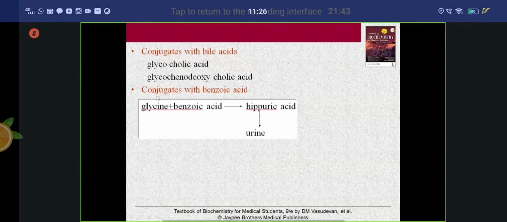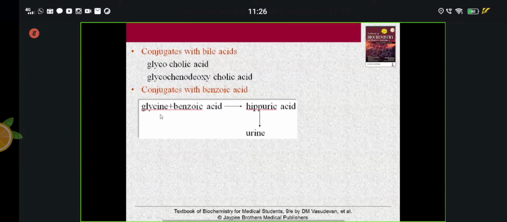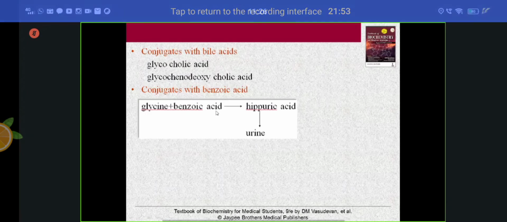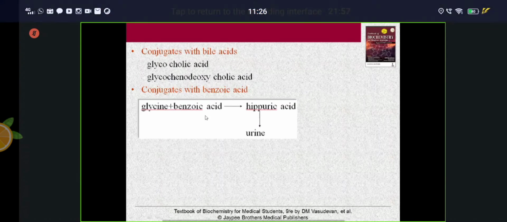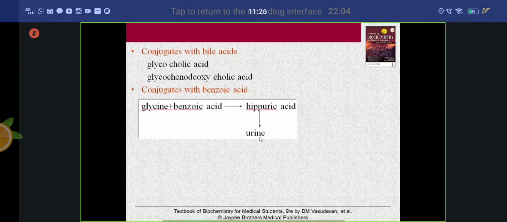What is the other function? Glycine combines with benzoic acid to form hippuric acid, and it is excreted in urine. Glycine helps in the excretion of benzoic acid in the body. It combines and forms hippuric acid, and once it is conjugated, it becomes water soluble and is excreted.